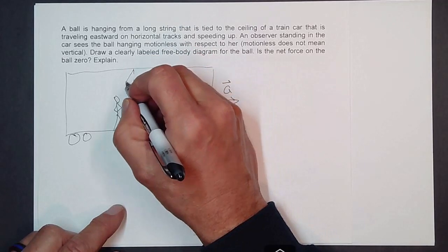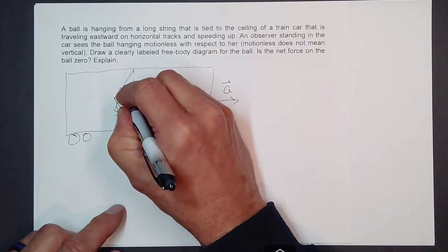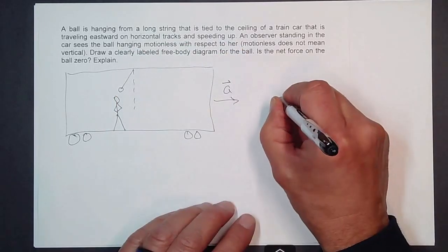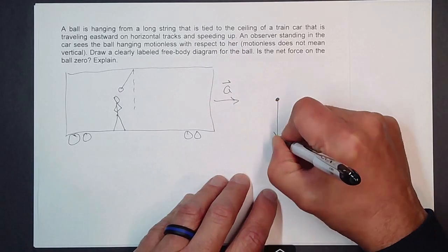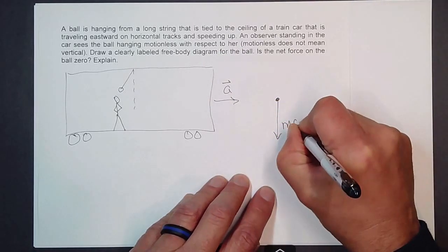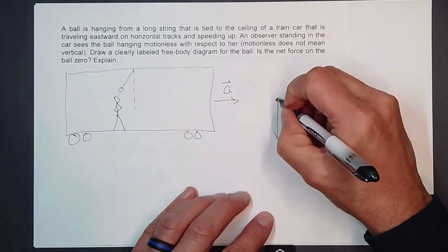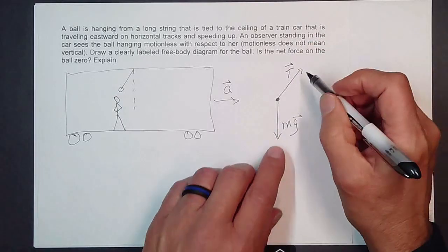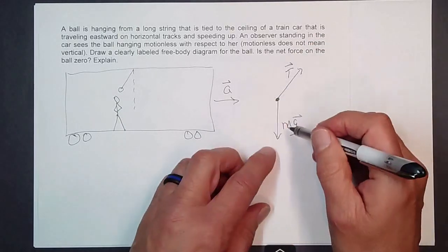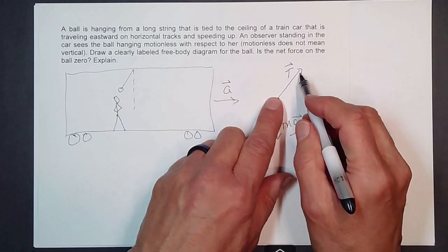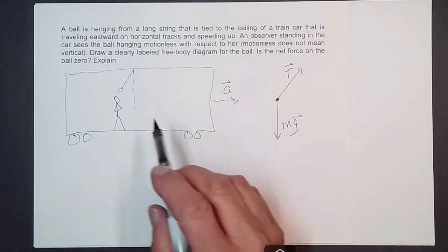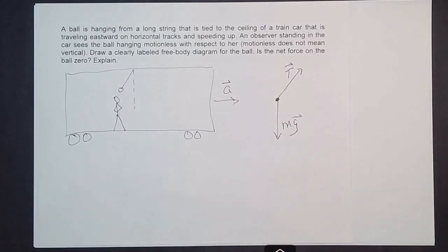The string has to be making an angle so that the tension, if you do a free body diagram for the ball, it has a downward force mg. It's got to have a force at an angle like this. The component of this tension that's up will equal mg. The component of the tension that's to the right is going to be the force that's accelerating that ball. So this person will see the ball hanging at an angle there.